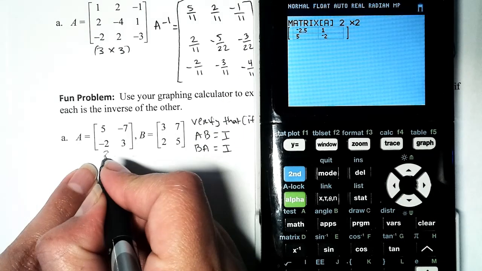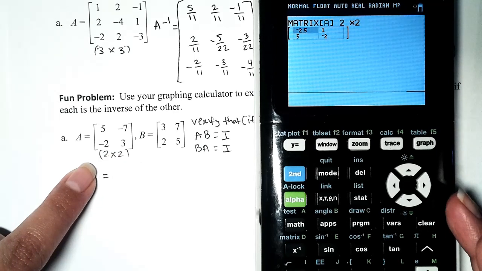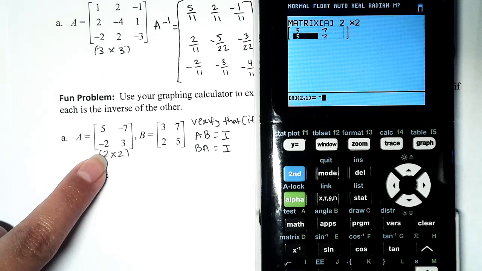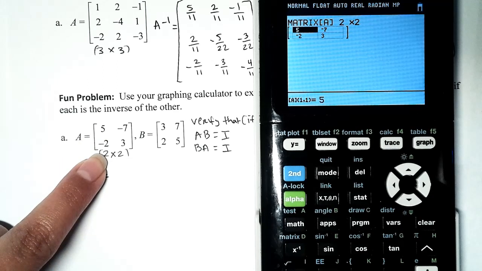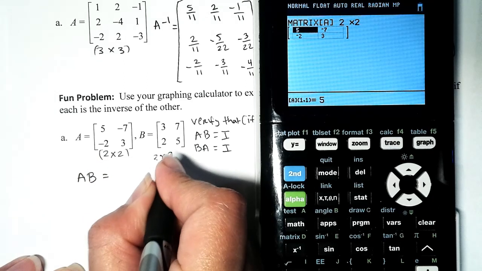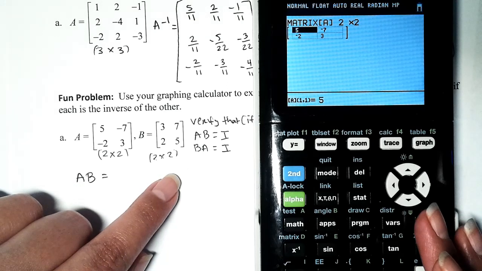Matrix A is a 2 by 2 matrix, so let's go ahead. Those are the same dimensions. Let's put in the elements. So 5, -7, -2, 3, enter. So we're done, but we have another matrix. This one is also a square matrix. Cool. I don't think there's a back key, no.